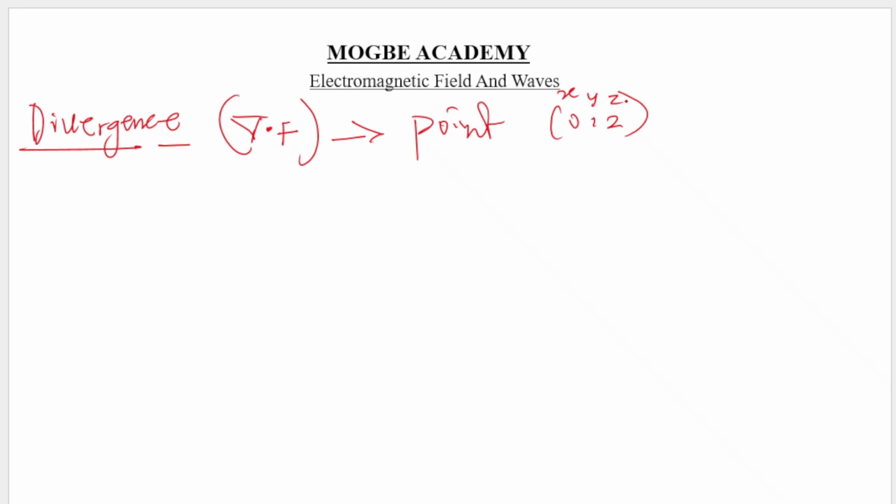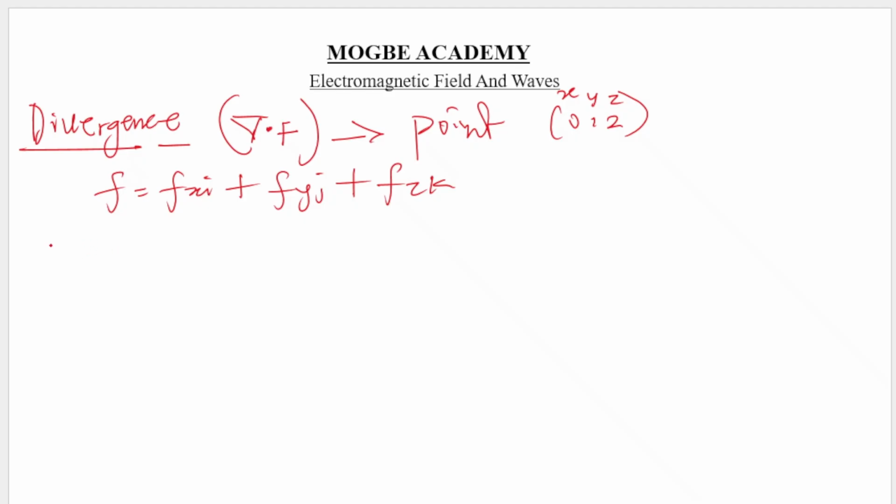Now, what's the concept behind your divergence? The concept is very simple. Let's say we are given a field to be Fxi plus Fyj plus Fzk. Looking at our field, we can see that our field is a vector field. Why? Because it has magnitude and direction. Are we together?